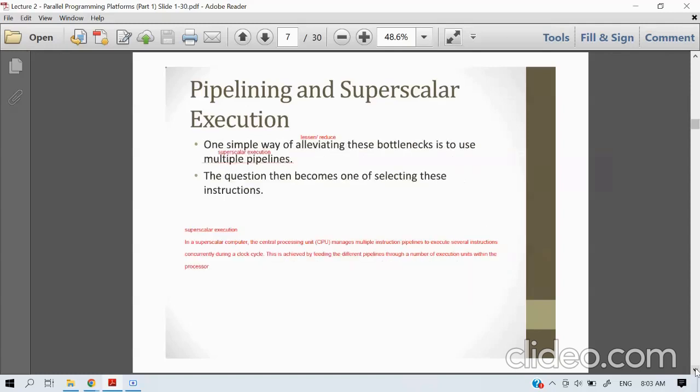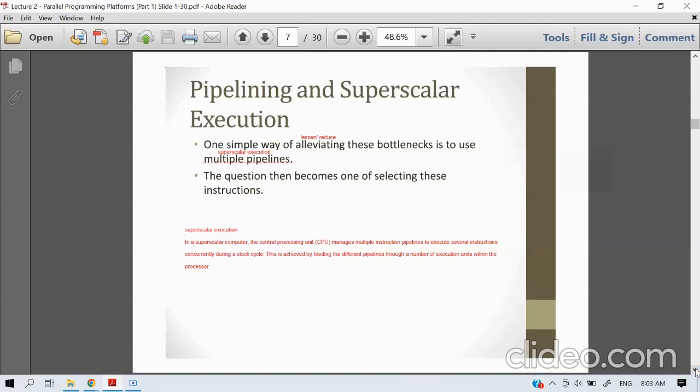Okay, so one simple way of reducing the limitation of the pipeline is by using multiple pipelines. Multiple pipelines are also called superscalar execution. So the question then becomes one of selecting these instructions.